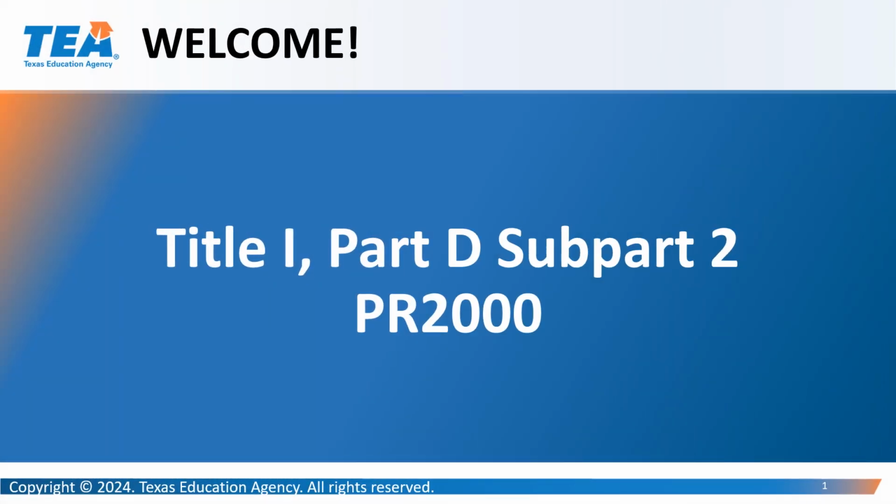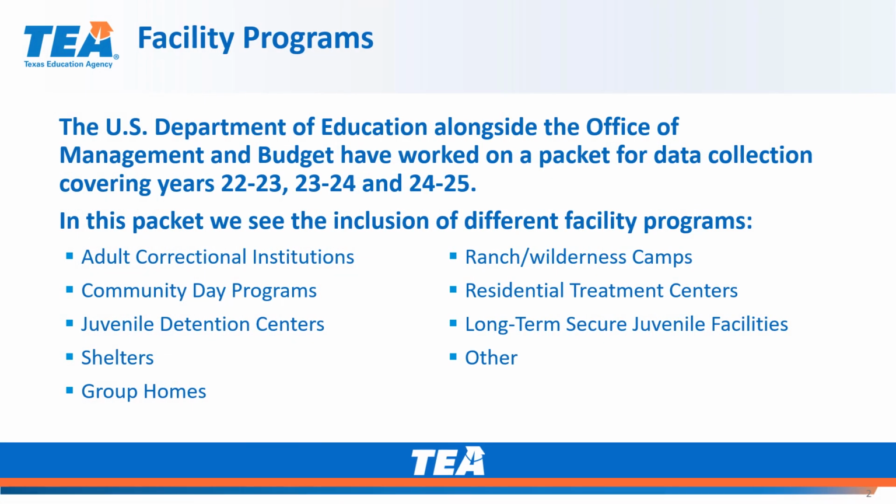Welcome to the presentation of the PR2000, which is the compliance report for the Title I Part D program as part of the ESSA Consolidated Compliance Reports. The U.S. Department of Education, alongside the Office of Management and Budget, have worked on a packet for data collection covering years 22-23, 23-24, and 24-25. In this packet, we see the inclusion of different facility types, such as the one listed on the slide.